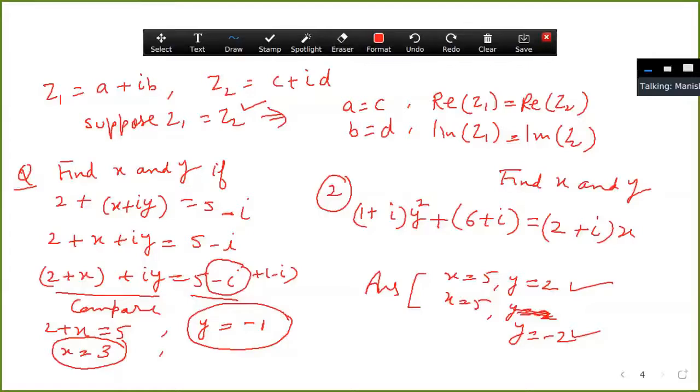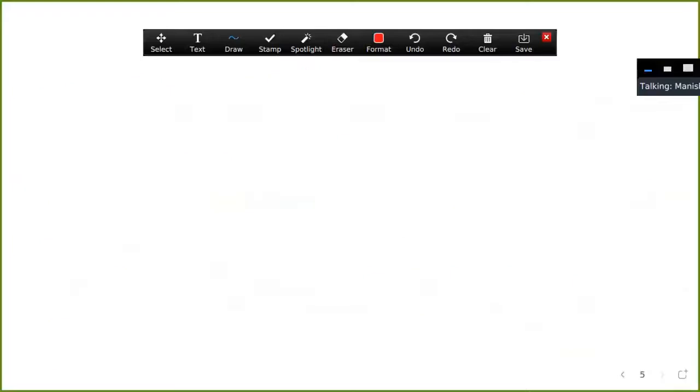Here is one thing which you have to know: what is the modulus and what is the conjugate of a complex number. Let's see what the modulus and conjugate of complex numbers are. On the next page we will discuss it. Modulus and conjugate of the complex number.